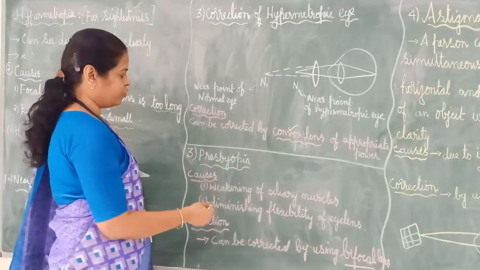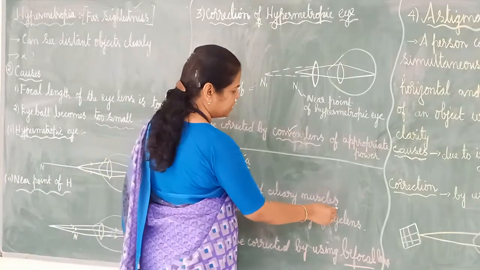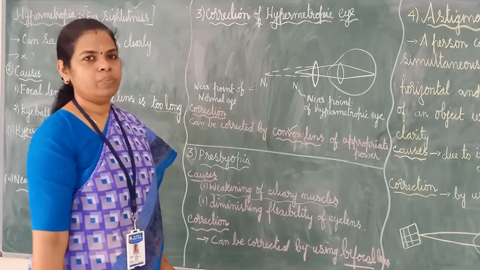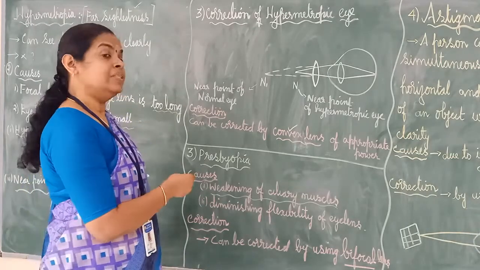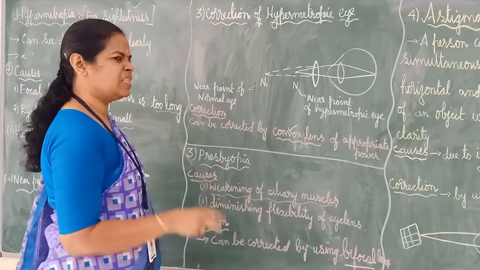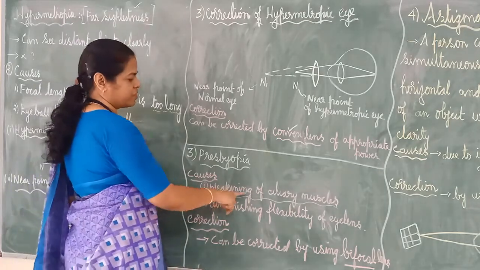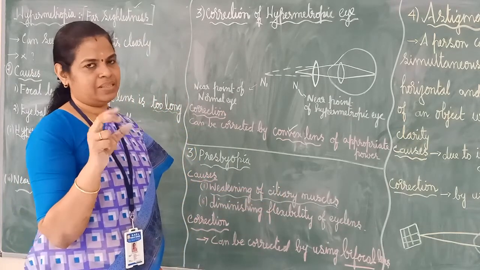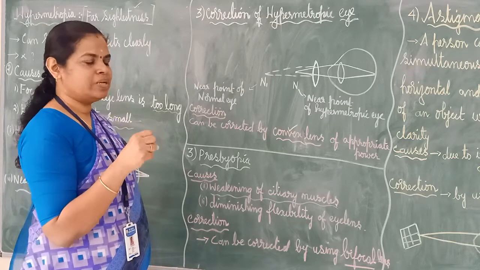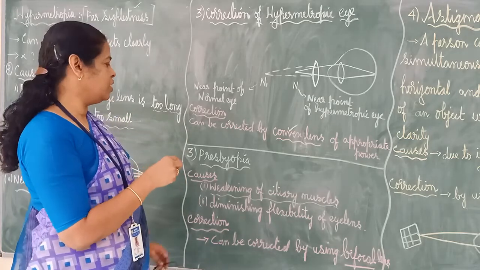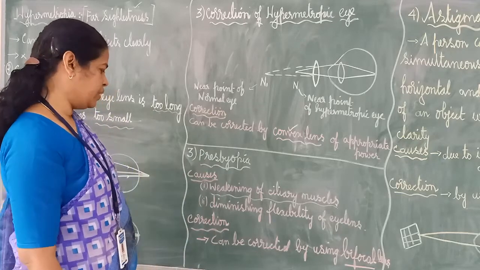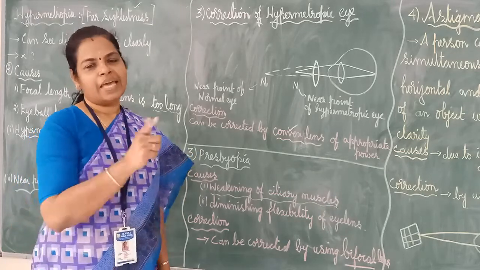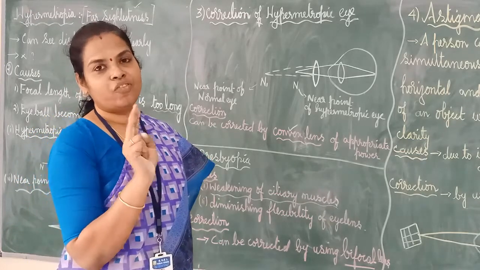See what is the reason for that? Weakening of ciliary muscles due to age. Your grandmother, grandfather and all, because of that age, the ciliary muscles get weakened. They can't hold properly. So weakening of ciliary muscles, and the next one is diminishing flexibility, the flexibility of the eye lens. These two are the reasons for presbyopia. How can we correct it? This question, no? How can we correct it? It can be corrected by using a bifocal lens.